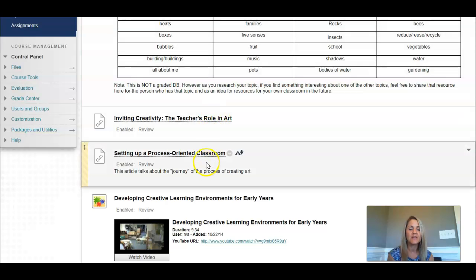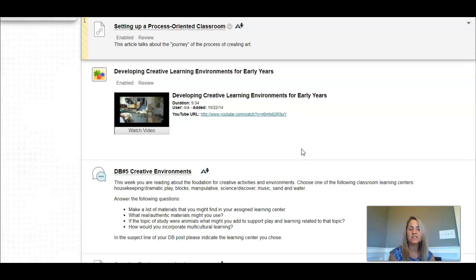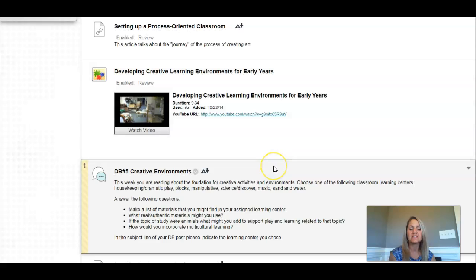Be sure to read the resources that are here in Blackboard today. Watch the video about developing creative learning environments. There is a discussion board for you to participate in about creative environments, and I want to really closely draw your attention to a few of these questions. Here, there are questions for you to think about when you think about the environment and how you would plan for a specific area in an early childhood classroom.